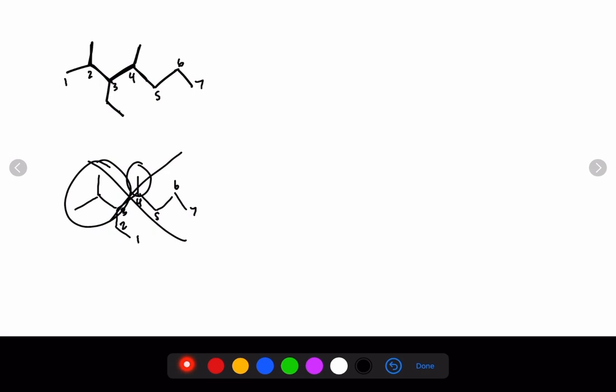Now, since the longest chain is 7 carbons, this molecule is a heptane, where hept is the prefix indicating 7 carbons. Ane, again, because it's an alkane. Now, do we keep the numbering this way, or do we switch it around? Meaning, number it like this. If I switch it around, the first branch is on the 4th carbon as opposed to the 2nd carbon. So we are going to keep it the way we have it.